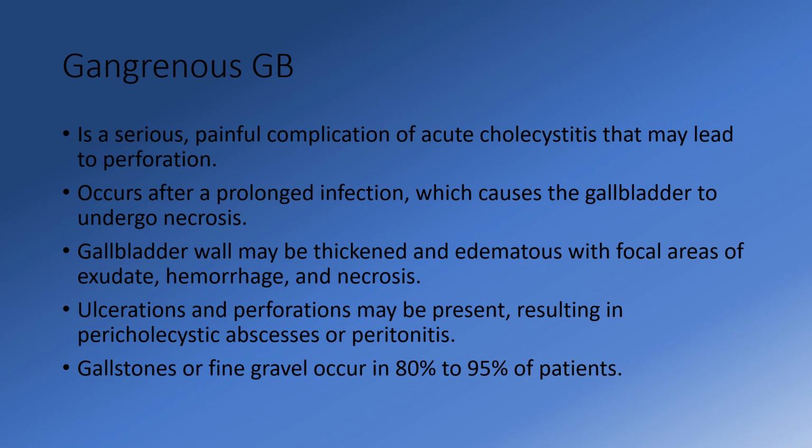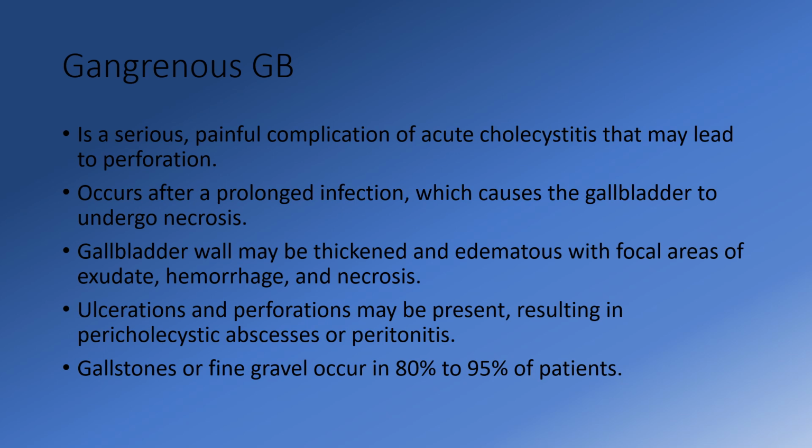Gangrenous gallbladder is a serious and painful complication of acute cholecystitis that can lead to perforation of the gallbladder wall. It usually occurs after a prolonged infection, which causes the gallbladder to undergo necrosis. The wall can get very thick and edematous, and you may see focal areas of exudate, hemorrhage, or necrosis. So this means that the wall gets little focal perforations in it through which the pus from the gangrenous gallbladder can exude into the surrounding tissue.